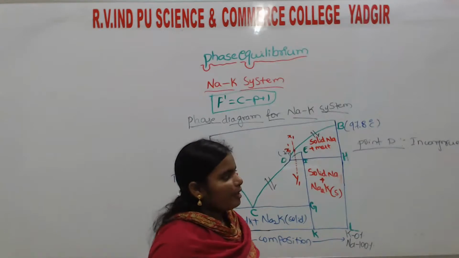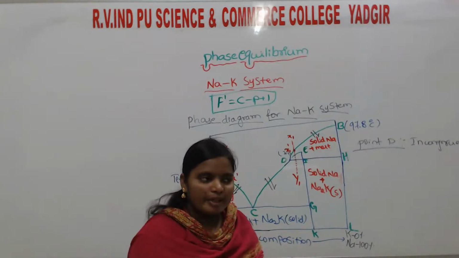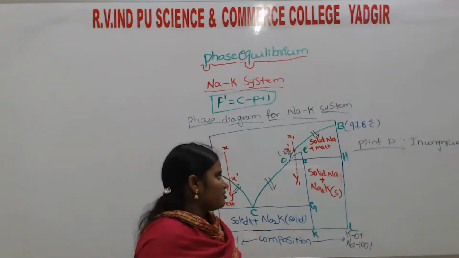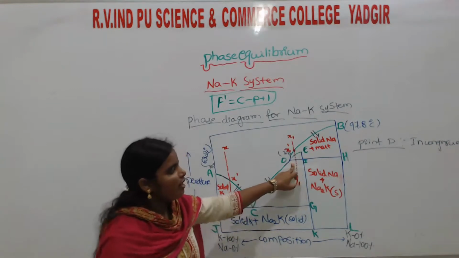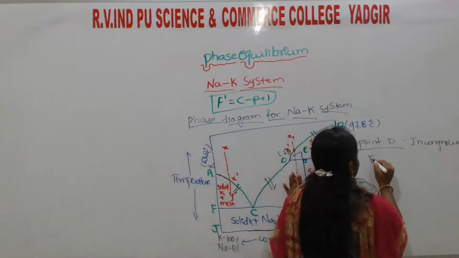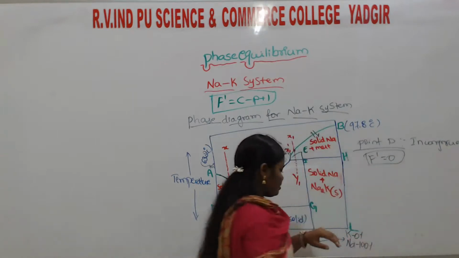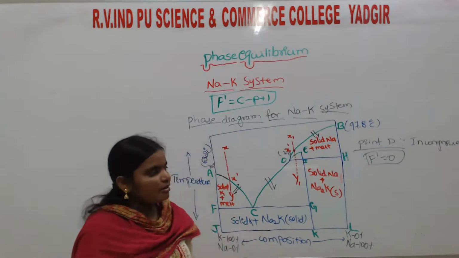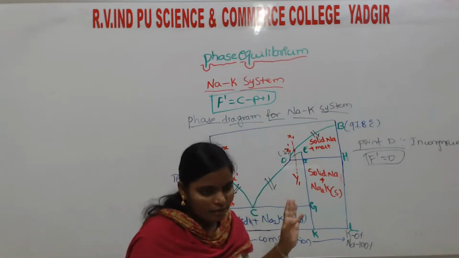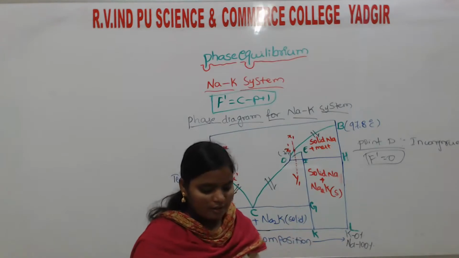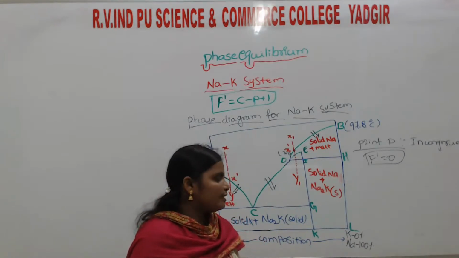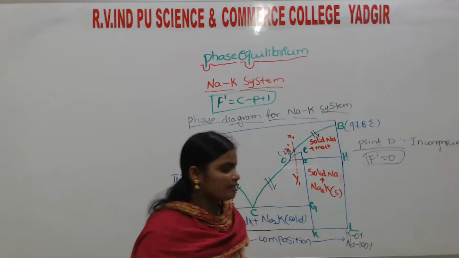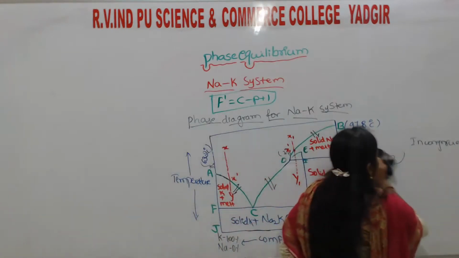It is also a peritectic point, or a peritectic reaction, or a transition reaction. Here three phases are present, and here F dash is equal to 0. Here the degree of freedom is 0. Next, the system is zero variant or non-variant, and D is a peritectic point. Up to here, the points are completed.